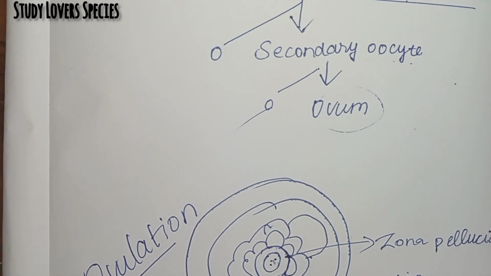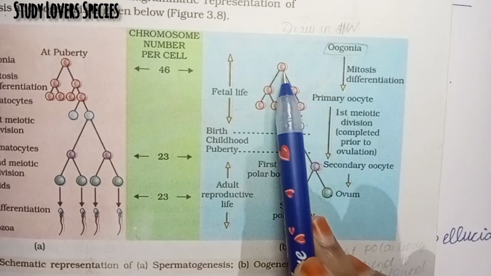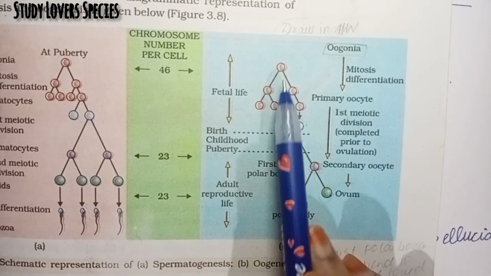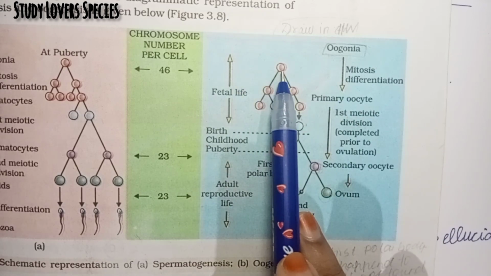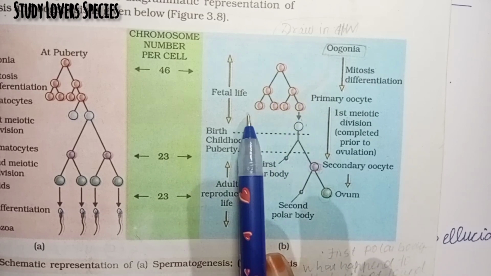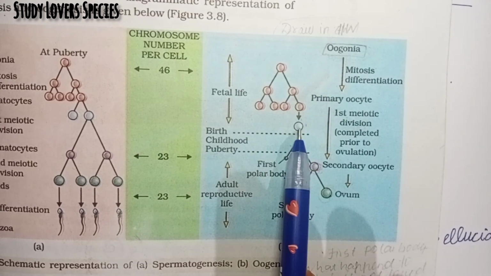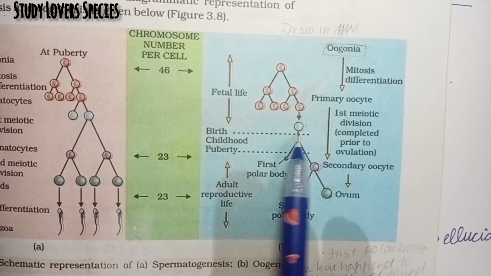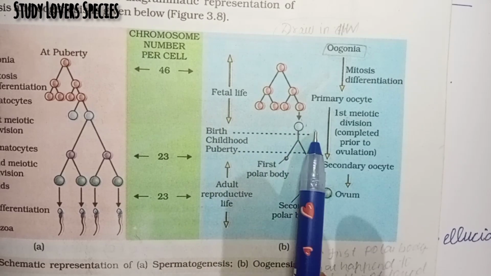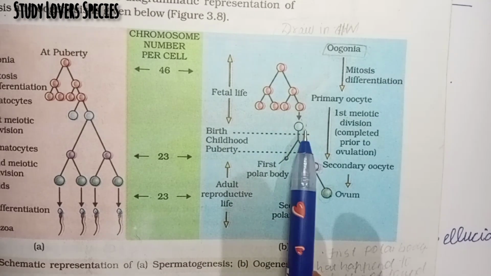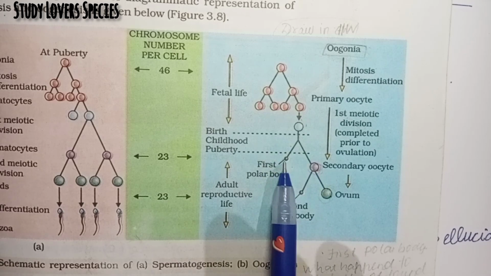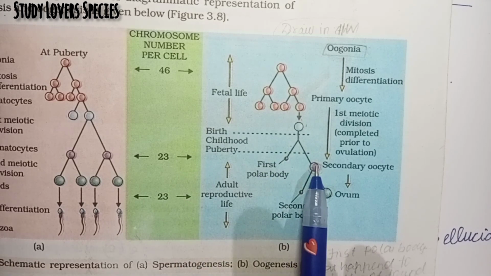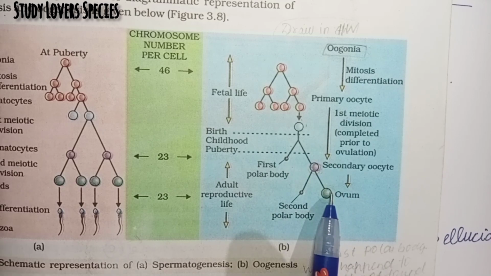In your textbook you can see the picture, right? Let me show you. So here, this is mitotic differentiation. It actually occurs inside fetal life, as I have explained. So 1 will become 2, then 4, and one of them is the primary oocyte. Clear? This primary oocyte will stop at the meiotic division, right? Once she attains puberty, it will undergo division into a secondary oocyte and a polar body, which will get degenerated.